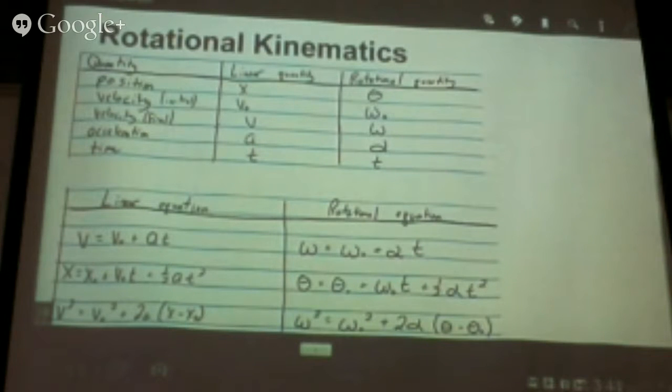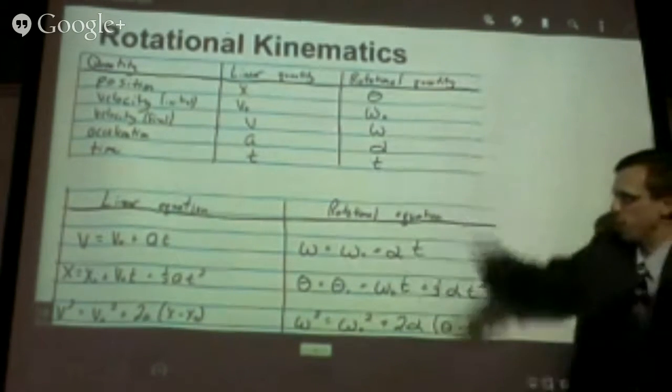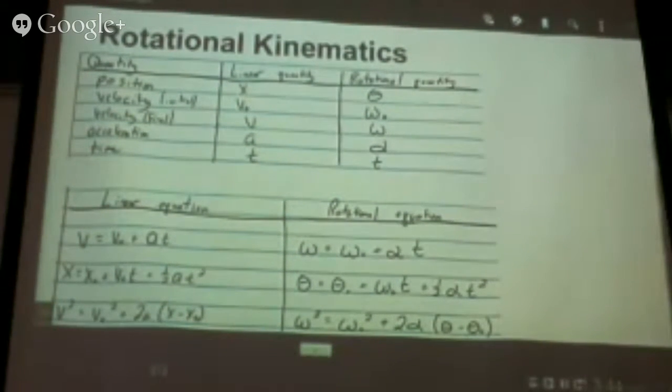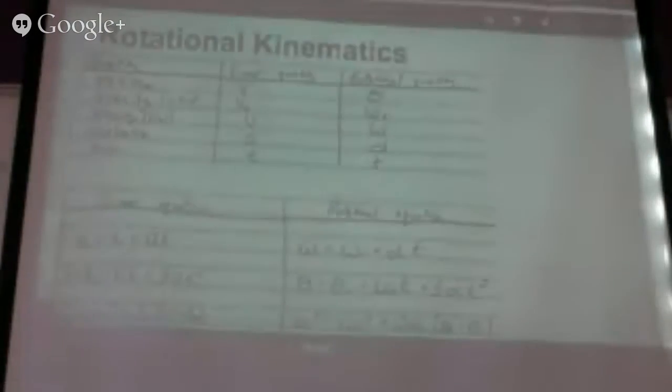So instead of velocity being v or v naught, we use omega or omega naught. And it's not going to be meters per second, it's going to be radians per second. Instead of acceleration being a, it's going to be alpha. That's a little tough to read probably, but that's the Greek letter alpha. It's like the fish symbol. And it's not going to be in meters per second squared, it's going to be in radians per second squared. Time doesn't change. Still measured in seconds, still using a lowercase t for that.